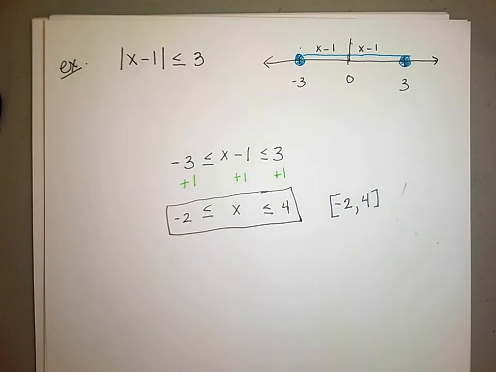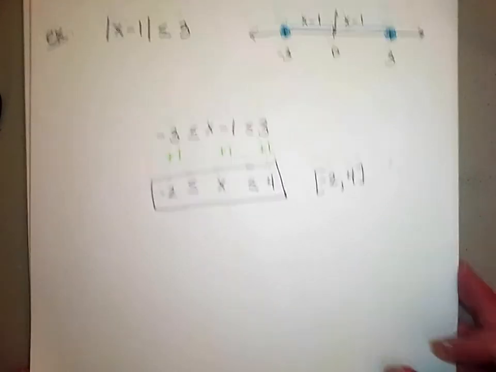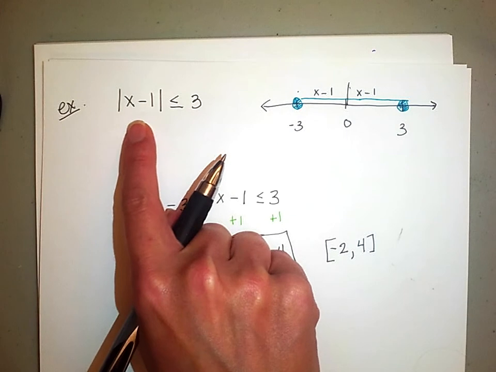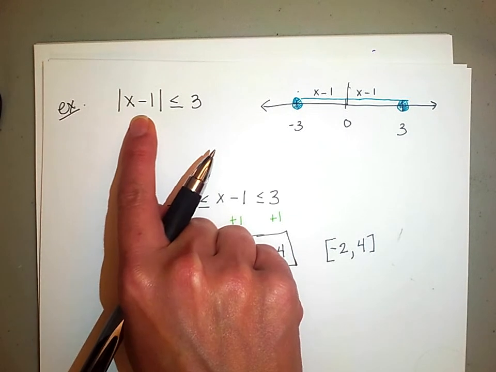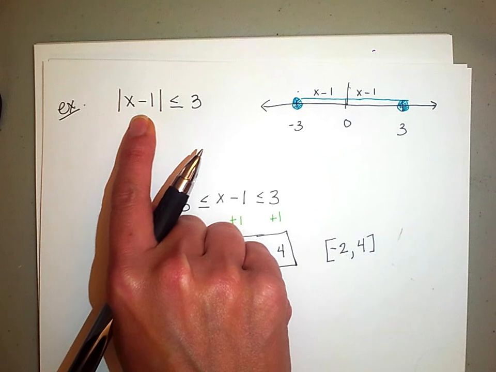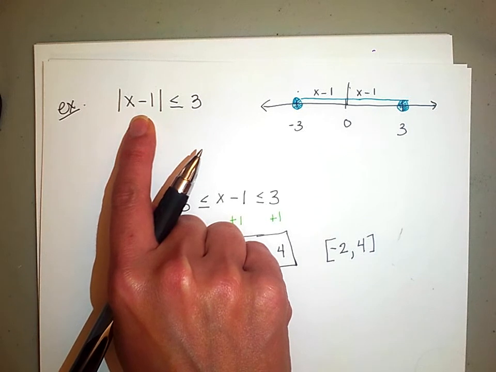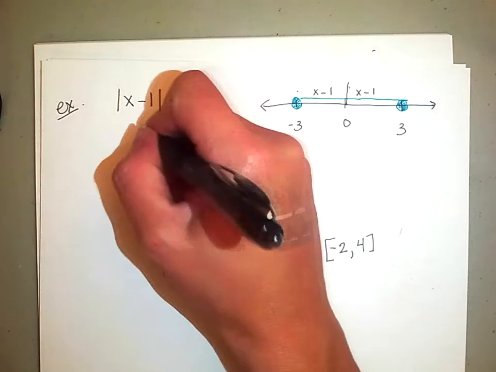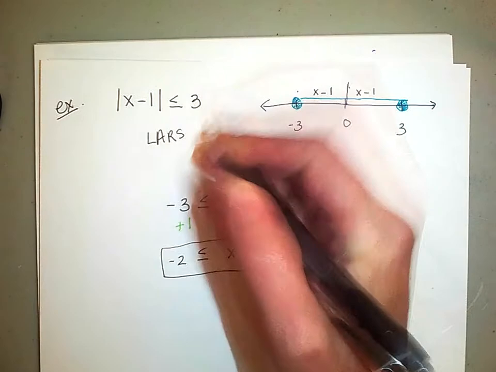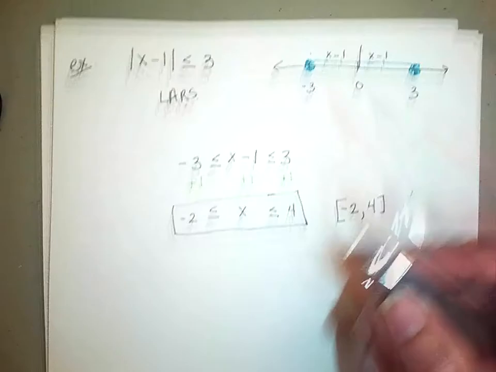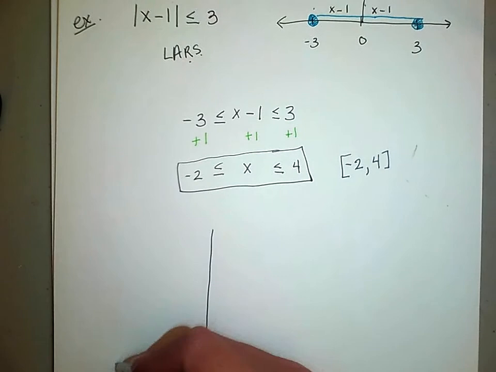Let's think about what this would look like graphically. This is just our absolute value equation, the parent equation, and we are shifting it. We are subtracting, so we're going to the right. So it would look like this.